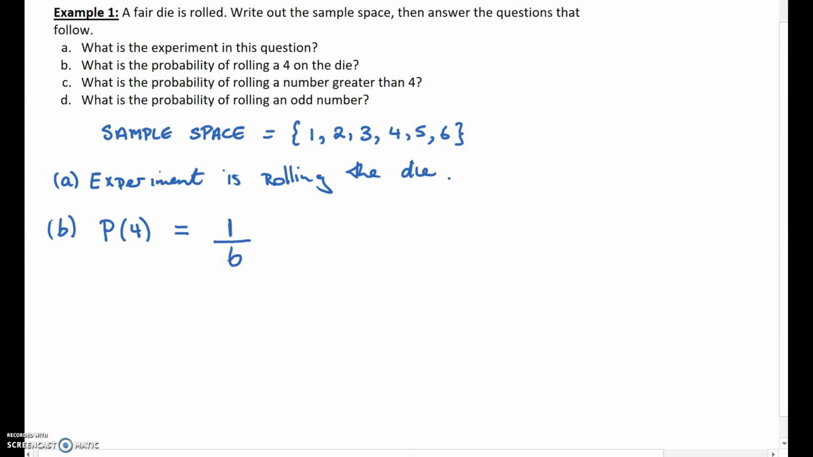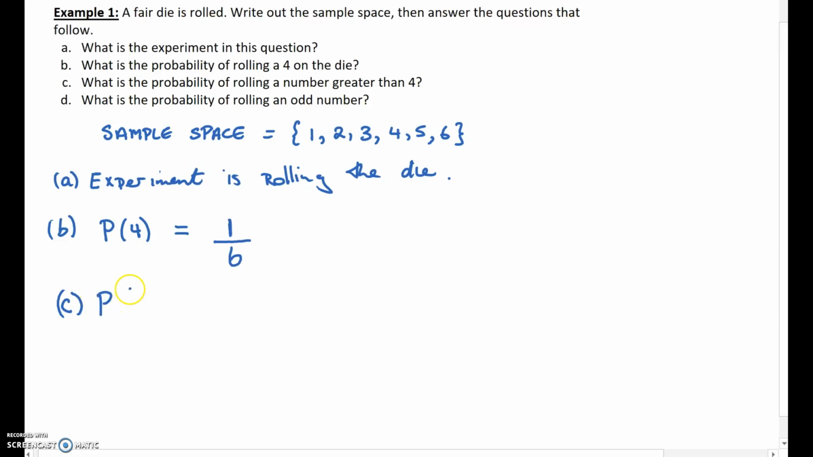Okay? So the probability of getting a 4 is 1 out of 6, because there was 1 4 on the die, and there were 6 different numbers altogether on the die. So one of the 6 is going to make you happy. One of the 6 is going to give you a 4. Okay, so C, what's the probability of rolling a number greater than 4?